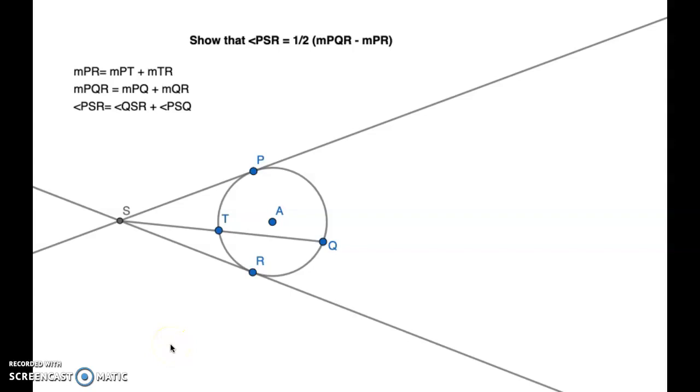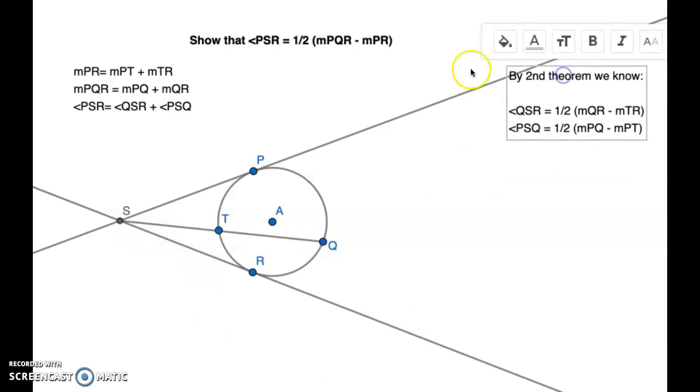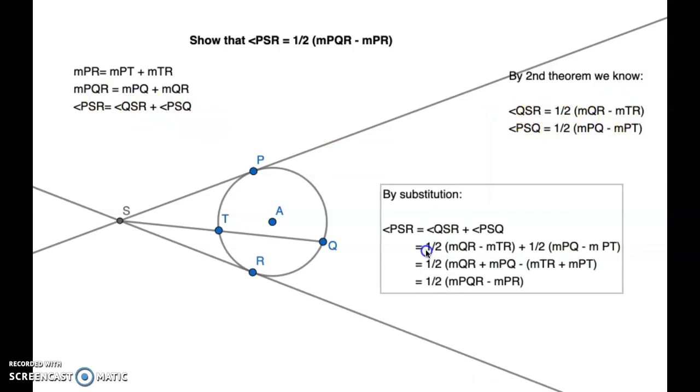So from theorem 2, we know that the angle PSQ is going to equal half the difference of the arc PQ minus arc PT, and the same can go for QSR. So we have this, and that's where this information comes from here. Now, if we substitute this, we can put these measurements in. So we substitute that into our equation, and we get that the angle PSR is now equal to the sum of the two differences of the arc measurements.